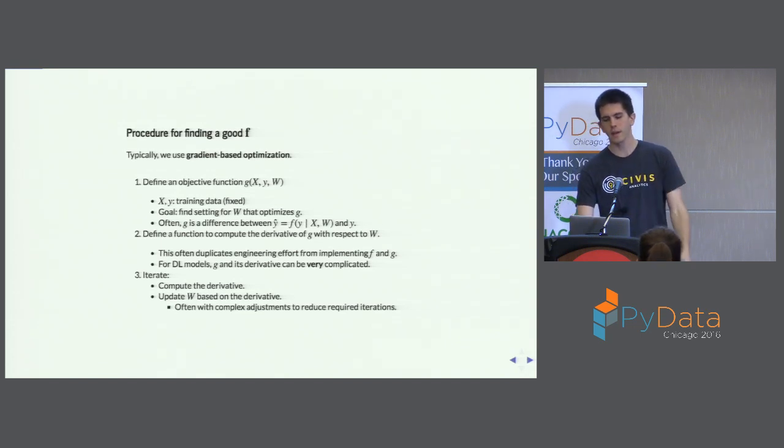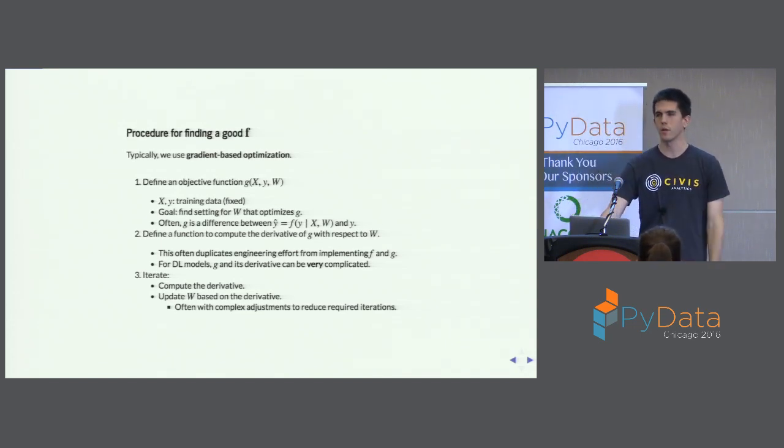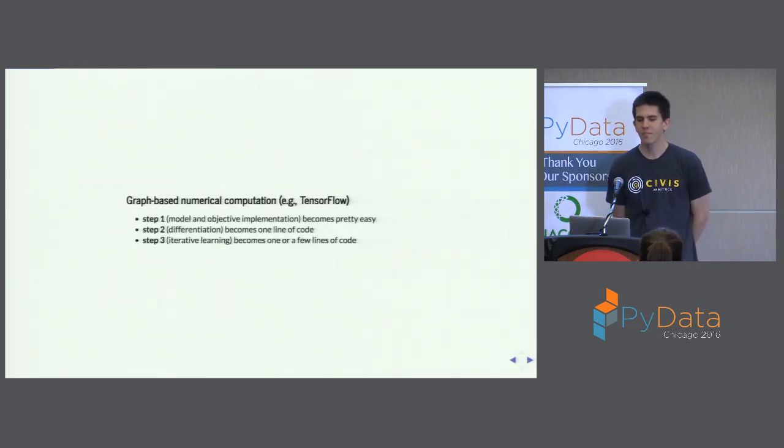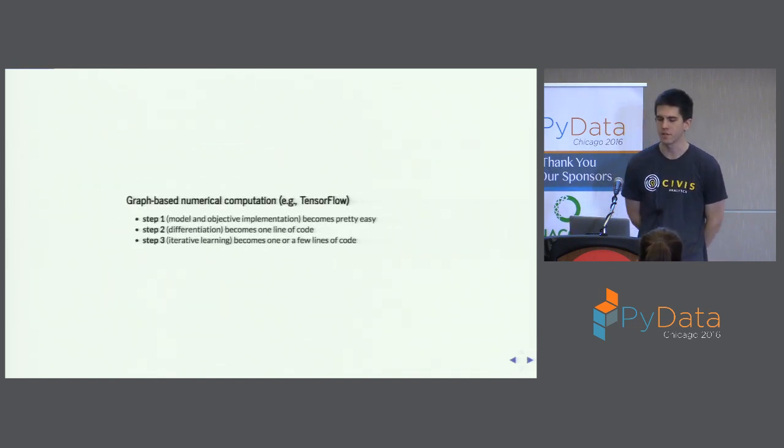And then once you've done your gradient, you iterate, you compute the derivative, you update W, you iteratively do that until you reach convergence or until you get tired of doing it. Or how that validation goes indicates that you should stop.